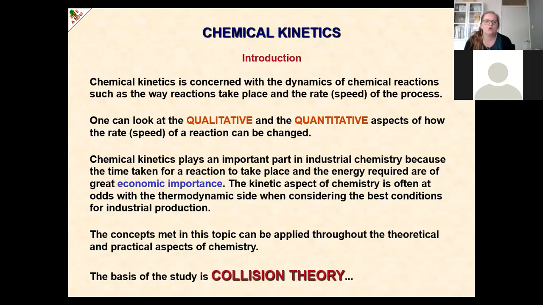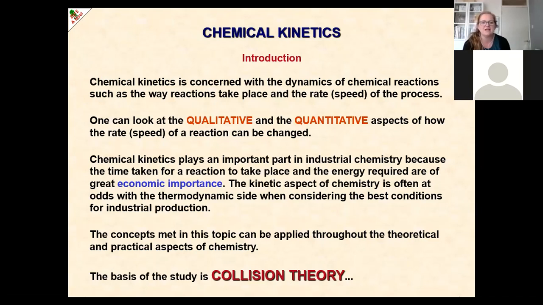So chemical kinetics plays a really, really important part in industrial chemistry, because basically the time it takes for a reaction to take place and the energy required are of great economic importance. If it takes a really, really long time, it might not be economically viable. However, if we can make it really quick, but it costs a lot, again, it might not be economically viable. So we're looking for that sweet spot. We're looking for that balance between the two, where this is taking a sensible amount of time, and this is costing a sensible amount of money. It's not costing too much, but it's not taking too long either.